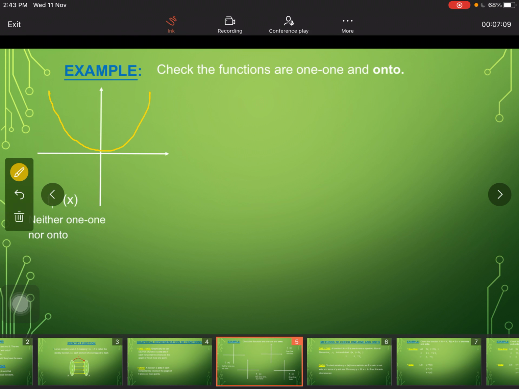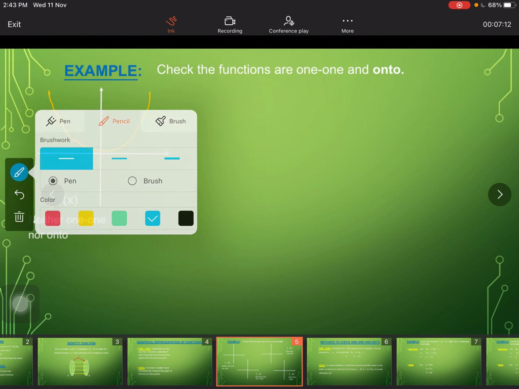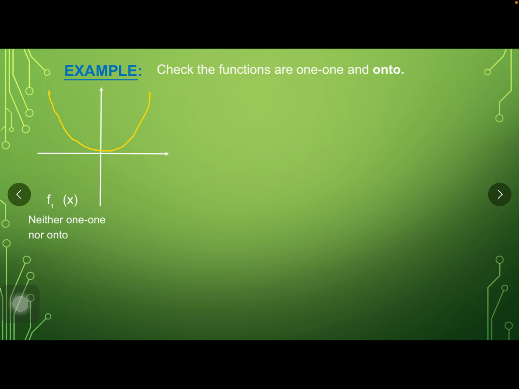How is this not one-one? First we talk about one-one. What is the definition of one-one graphically? That our horizontal line intersects the graph at most one point. But here we see that if we draw the horizontal line like this, this horizontal line intersects our graph at 2 points, right? But the one-one condition is that at most one point should intersect, right? So this is not one-one.